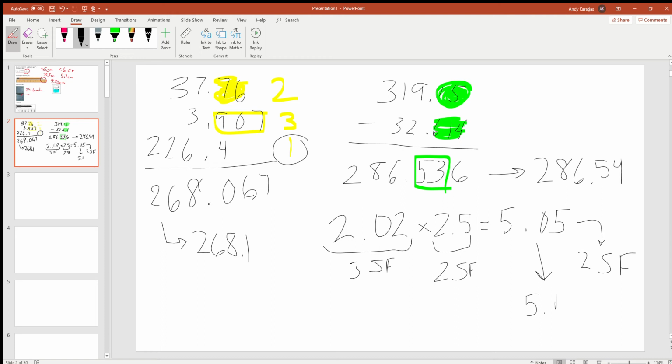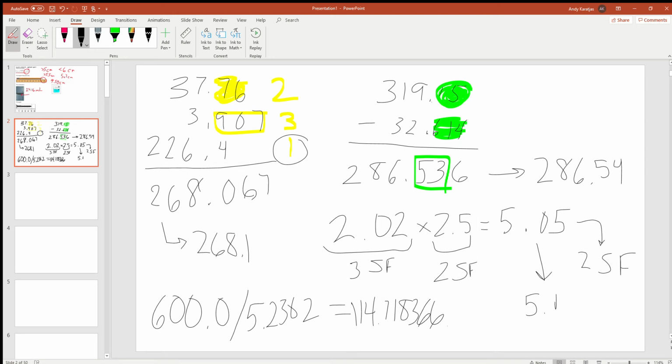Finally, I will do question number 11. Question number 11 is a division problem, but it works exactly the same as multiplication. So 600 divided by 5.2302. Again, we can put that into our calculator. We get 114.718366, and this one keeps going.